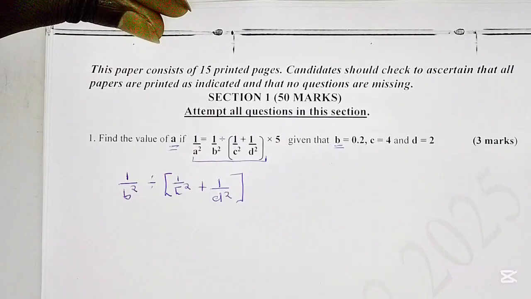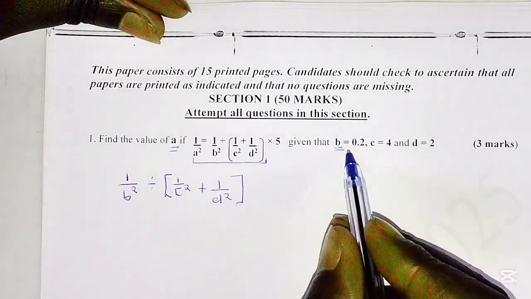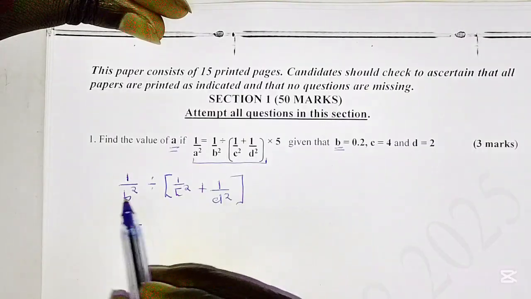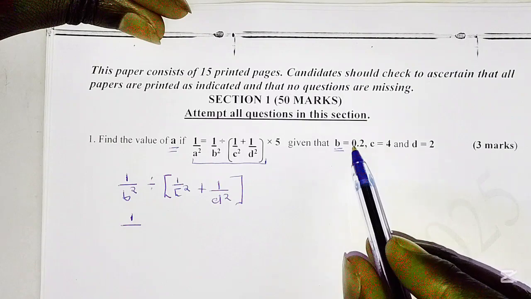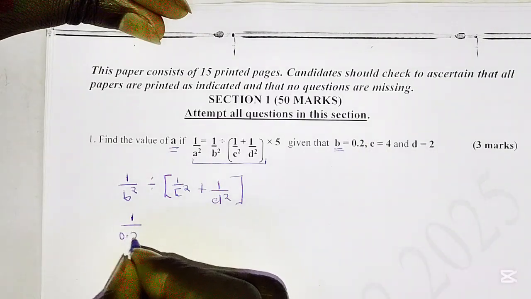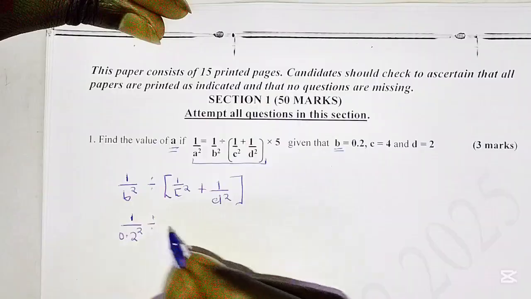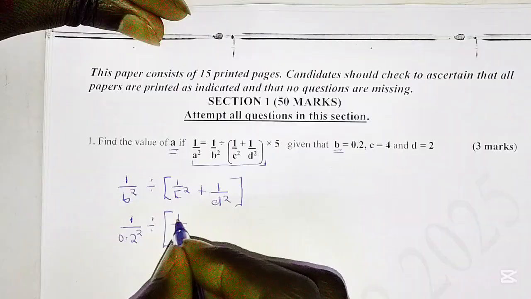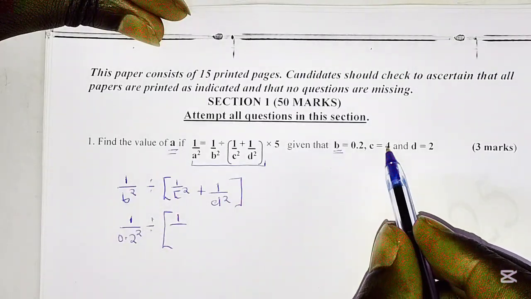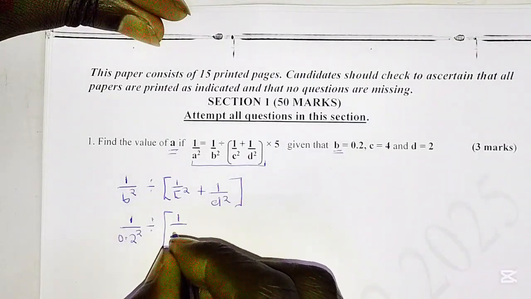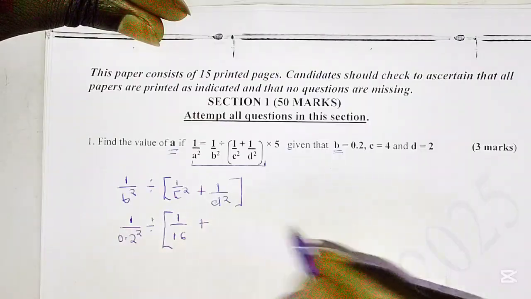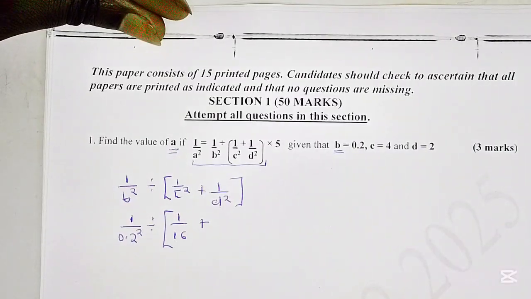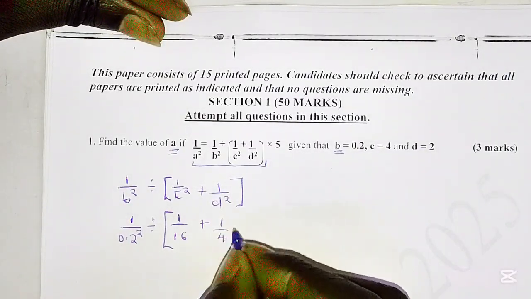Now, following the rules of BODMAS, we are supposed to start with the bracket first, then evaluate what is here. So this one is 1 over b squared, that is 1 over 0.2 squared. Then this one is divided by what is inside the bracket, which is 1 over c squared, that is 1 over 4 squared, and 4 squared in this case is 16. Then plus 1 over d squared, so 1 over 2 squared, and 2 squared in this case is 4, so 1 over 4.